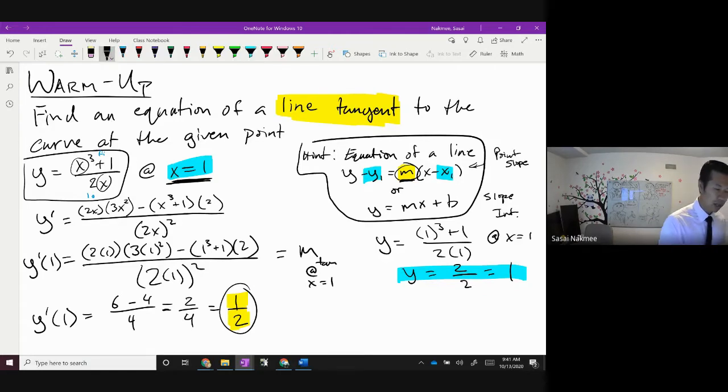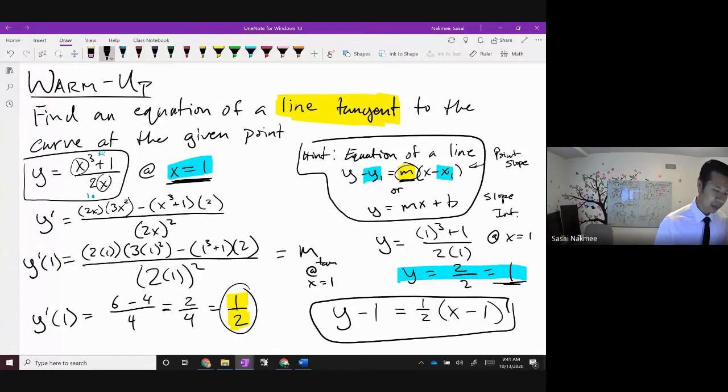So here's my equation of a line. You ready? Here's my equation of a line. y minus y1, which is this point right here, which is 1, equals my slope, which is 1/2, times x minus 1. And that's it. That's my final answer. Hopefully you will be able to see the recording and see if you missed anything. But you didn't miss much.